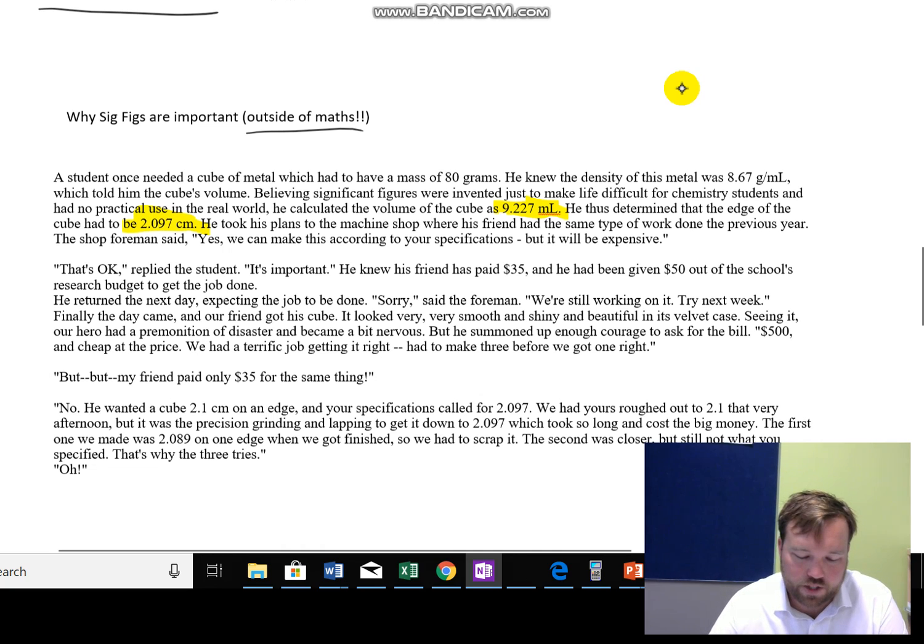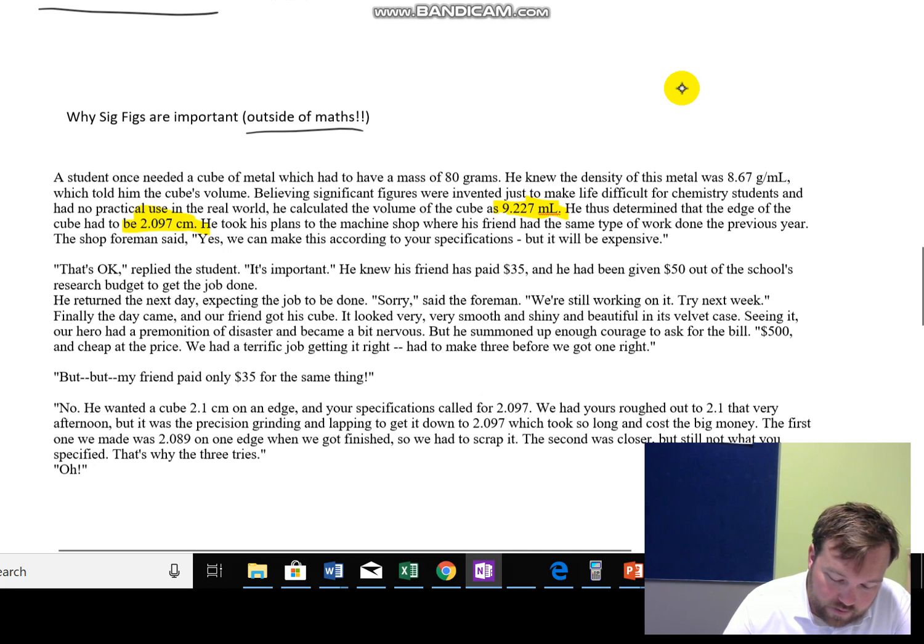He took his plans to the machine shop, where his friends had the same type of work done the previous year. The foreman said, "Yes, we can make this according to your specifications, but it will be expensive." "That's okay," replied the student. "It's important." He knew his friend had paid $35, and he'd been given $50 out of the school's research budget to get the job done. So he's thinking, sweet, I'm fine.